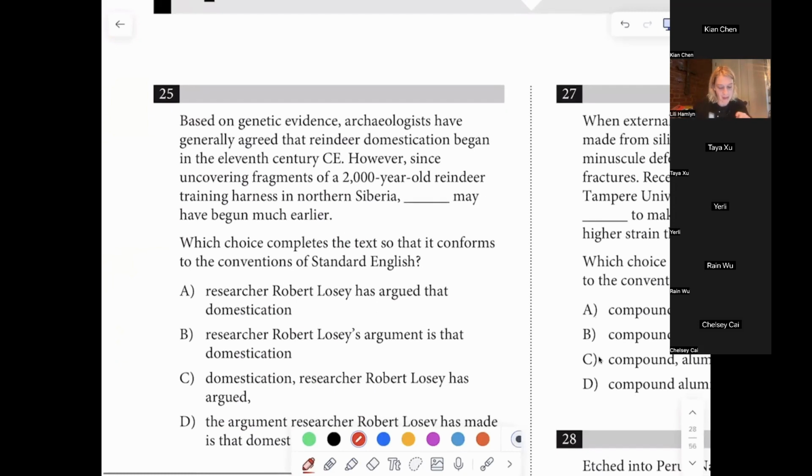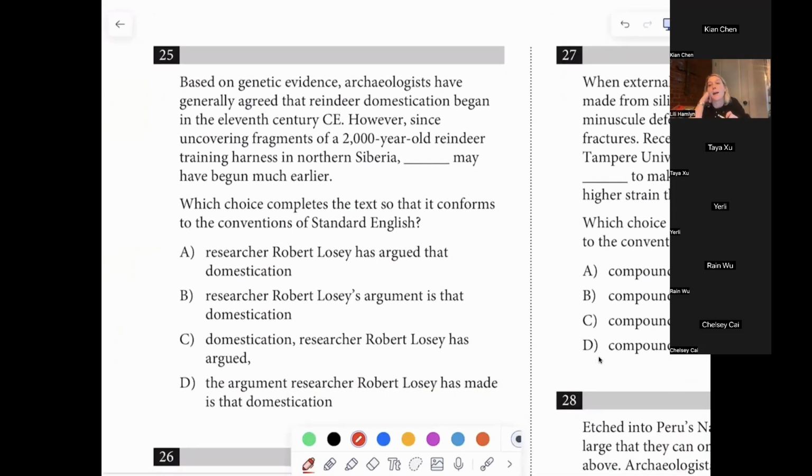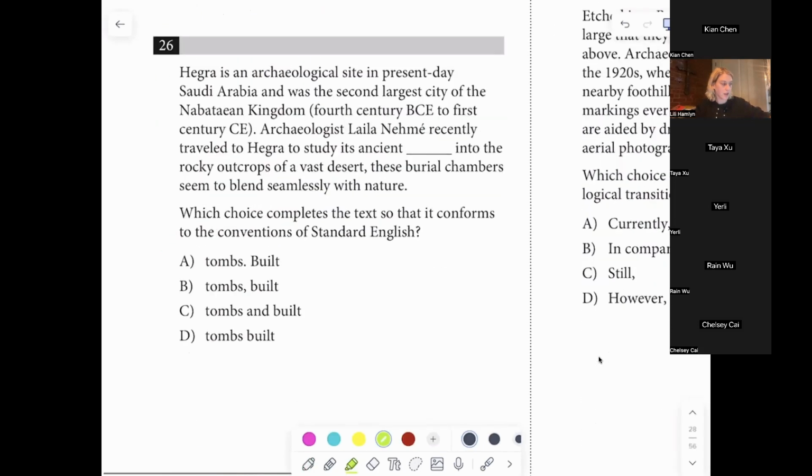All right, fab. Let's have a look at number 25. What did everyone get? Great. Yep, fantastic. 25. It is A. So this is actually a modifying clause here. Since uncovering fragments of a 20-year-old reindeer training harness in northern Siberia, we have our -ing here, even though it's slightly hidden. It is the person who's doing that. The subject of it is researcher Robert Losey. Great. All right, 26.